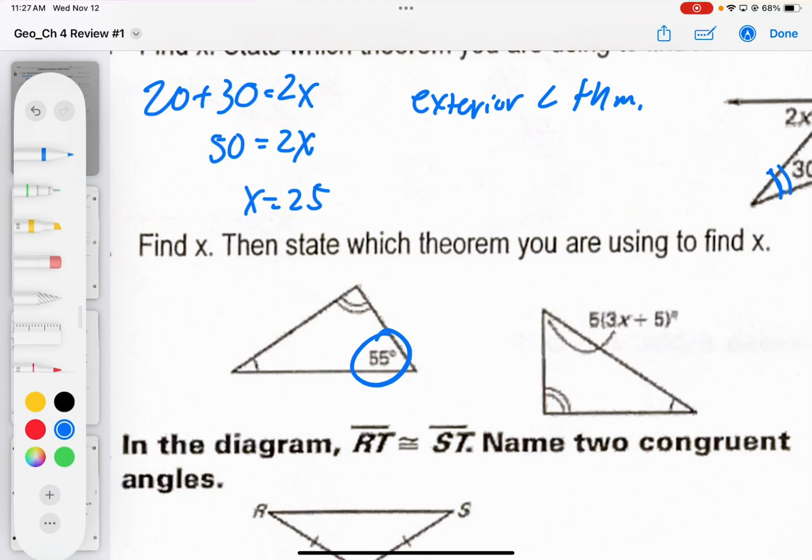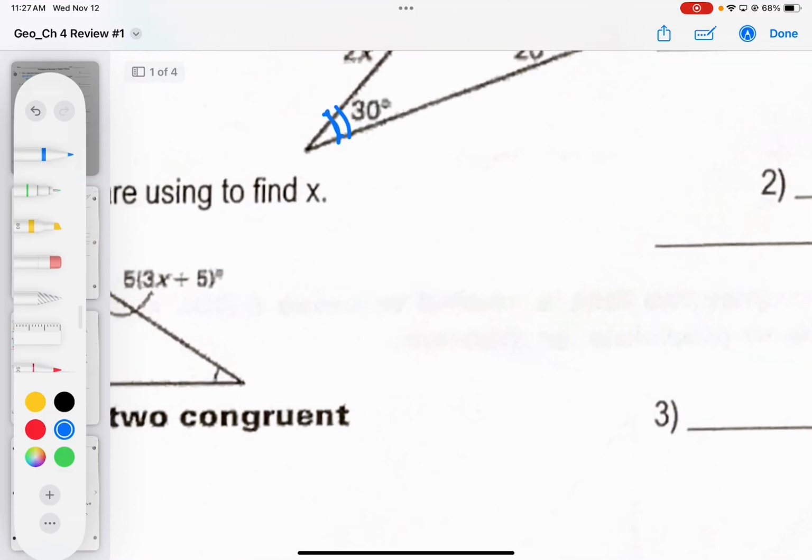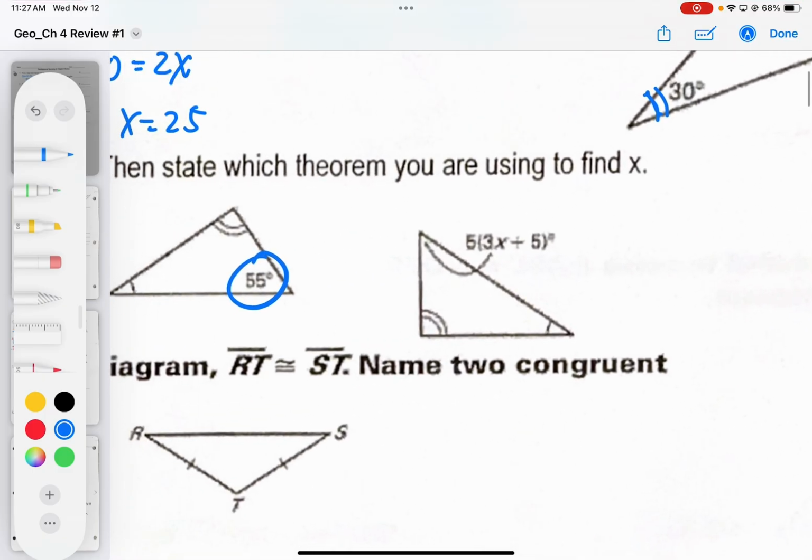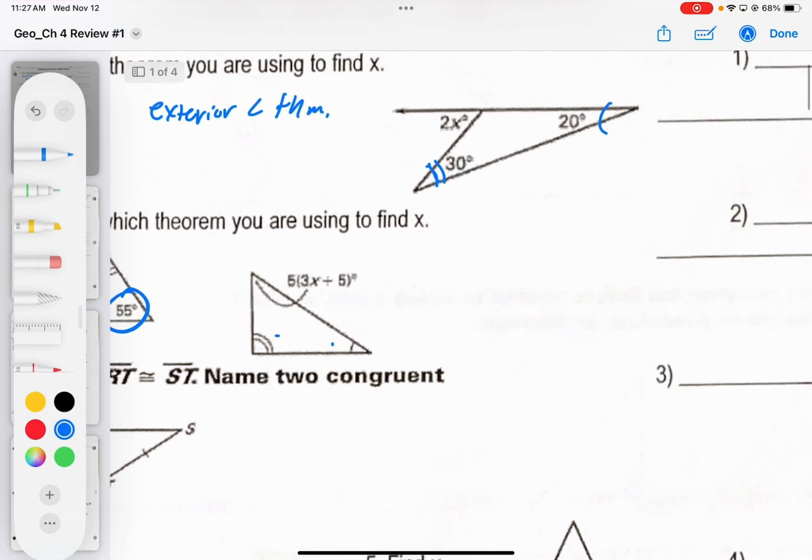Molly, what'd you do? I lost 5, and 3 plus 5 and I equal 55. Very good. So you knew that because these are like 50 angles. So these 2 sets of angles are congruent. That means the third set of angles, by third angles theorem, would have to be congruent. So that's the name of the theorem you use, the third angles theorem. And then Molly sets them equal to each other and solves.